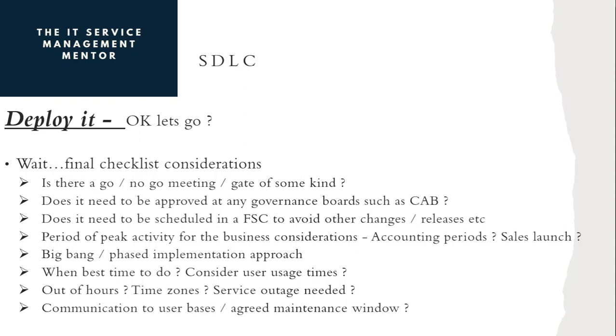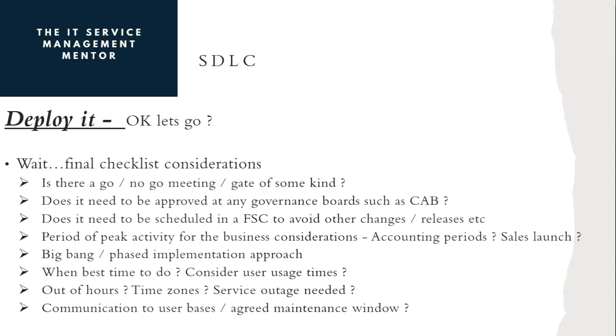What about when it needs to be released? Is there a forward schedule of change you need to be thinking about? So it's avoiding other changes or other releases. Periods of peak activity, we've already talked about that. Maybe there's an accounting period or a sales launch. Think about when is a good time to deploy it.